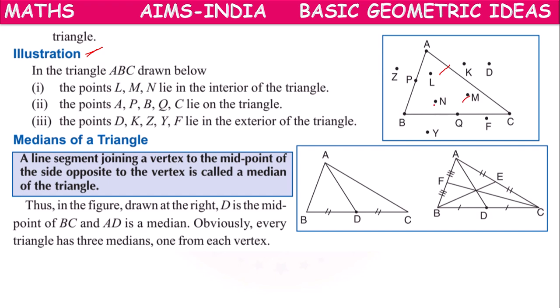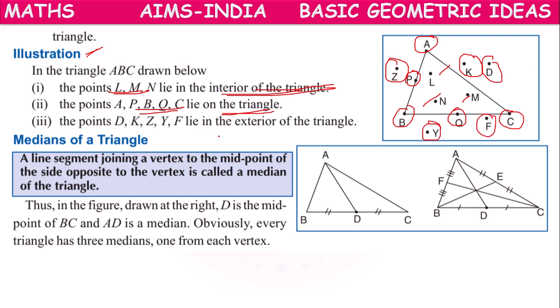L, M, N represent the interior part of the triangle. A, P, B, Q, C lie on the triangle. D, K, Z, Y, F lie on the exterior part of the triangle.